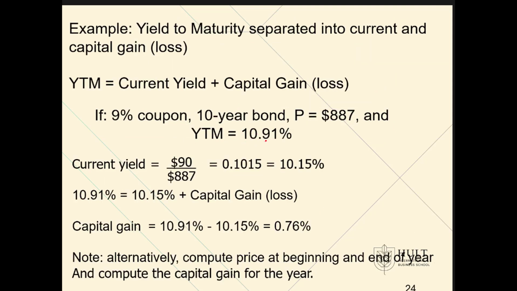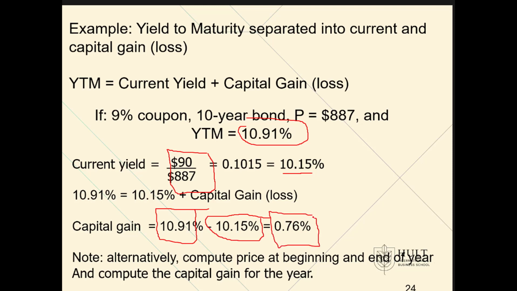If the yield to maturity is 10.91, we can determine the current yield of the cash you get, 90, divided by the cash you paid, 887. And so that is a cash yield or current yield of 10.15%. Now, the yield to maturity is 10.91. When we subtract from it our cash yield or the current yield, that result is that the rest of it, 0.76, is a capital gain yield that we could expect from this transaction.